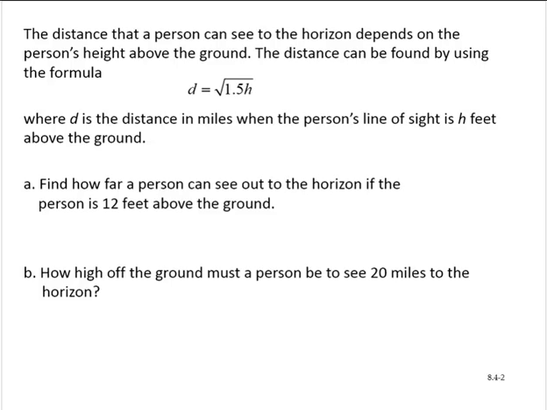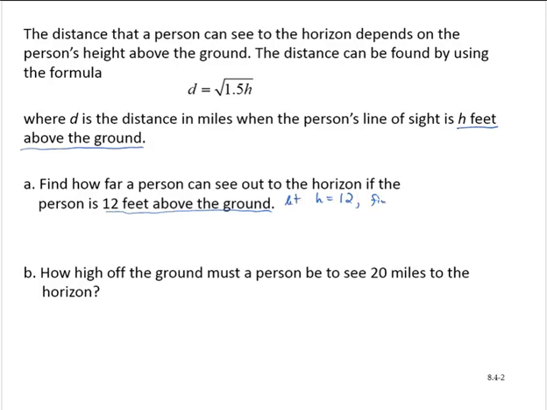Part A asks us to find how far a person can see out to the horizon if the person is 12 feet above the ground. Alright, so the person is 12 feet above the ground. So when we read back through this, we see that that's a value for h. We have h feet above the ground. So this is saying, basically, let h equal 12.